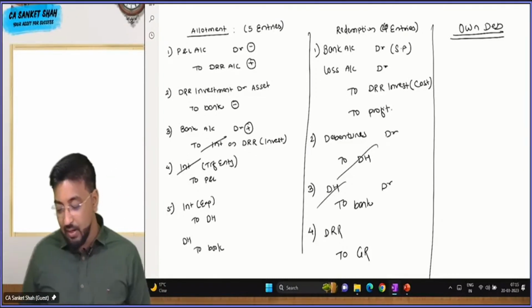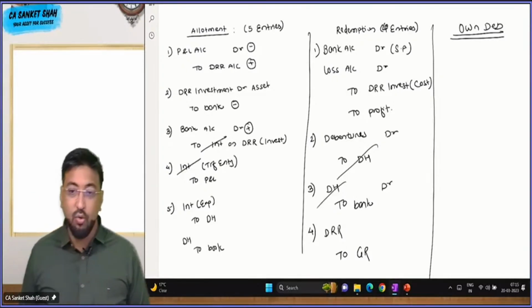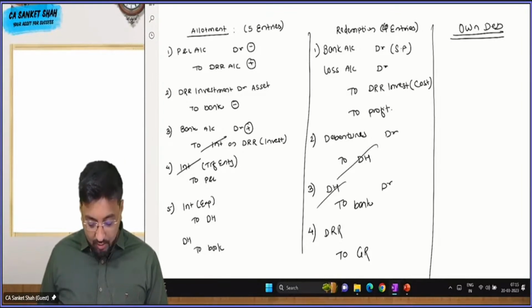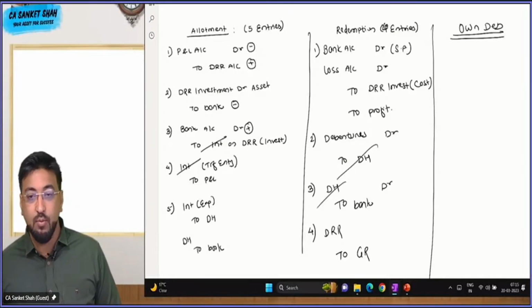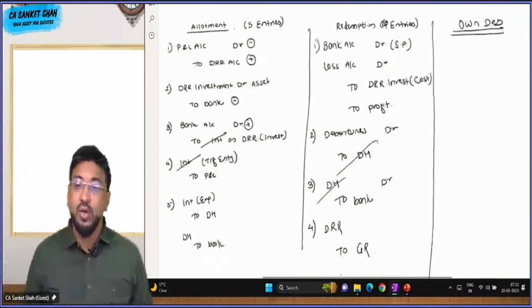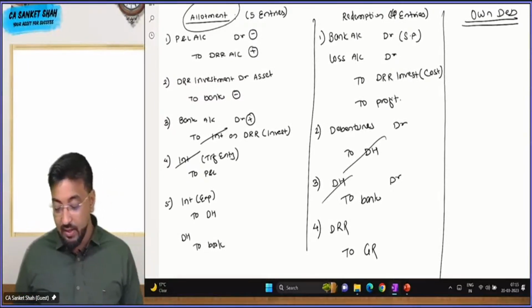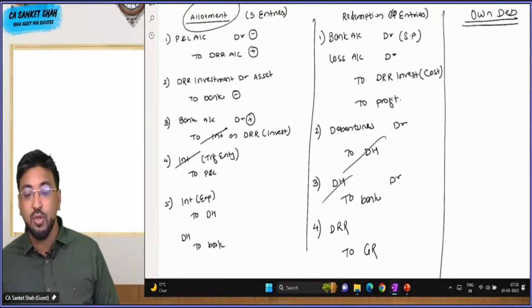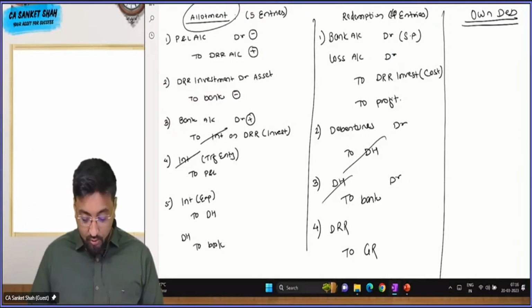Yes, beta, P&L to premium on redemption can be passed as an entry, no problem. Debenture holders to bank, you can pay premium. Okay, so P&L to debentures. Beta, while doing any entry, please do it logically. कभी भी आप entries करोगे तो do it logically. Allotment means every year you will pass this entry. Redemption, only at the time of redemption you are going to pass this entry. And own debentures entry we are going to see it today. Okay, चलो.